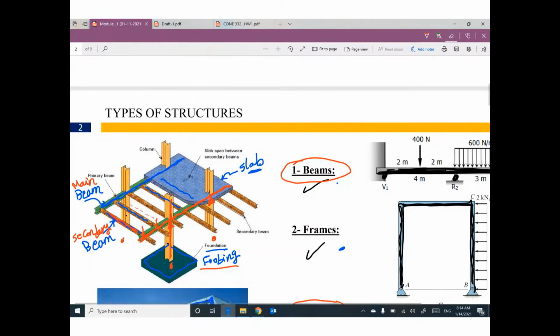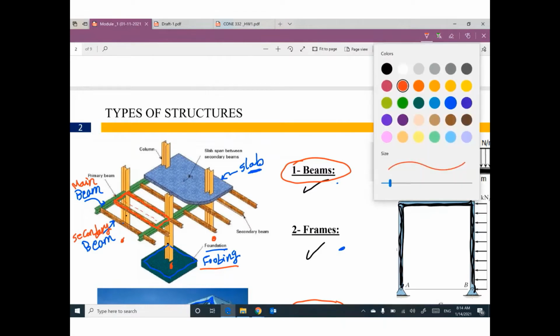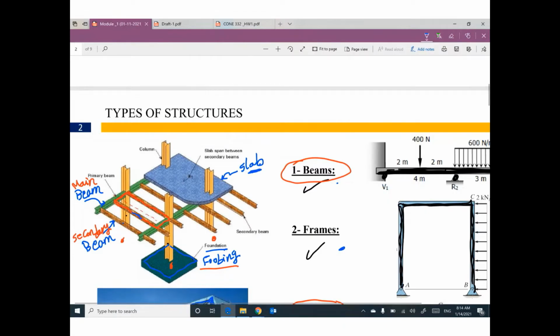I have another question at this point. On this rectangle, can you watch this rectangle? We have secondary beams, this one and this one. We have main beams, this one and this one. Between these four beams, we have a slab, concrete slab.